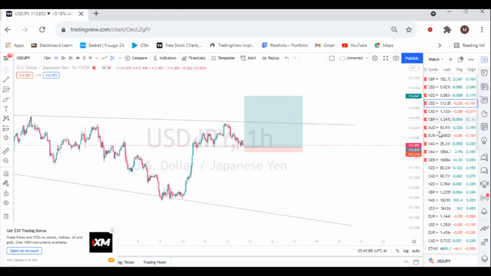But then I'll make a follow-up video analyzing the rest of these flagged setups: Canadian, British pound, AUD, euro, gold, silver, and then German 30.